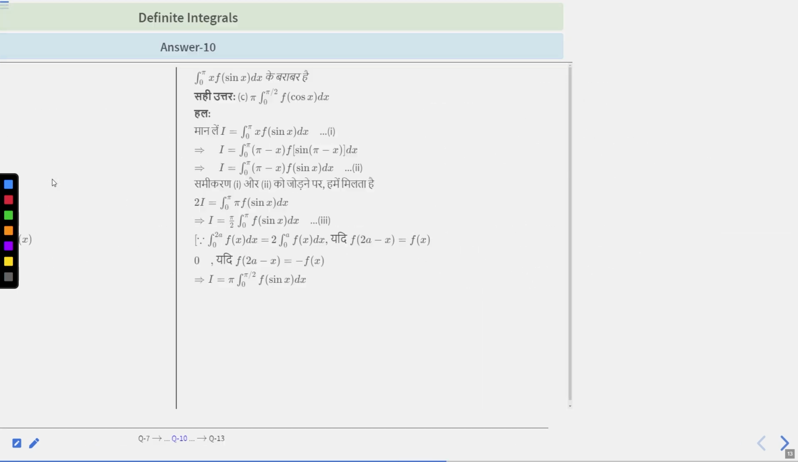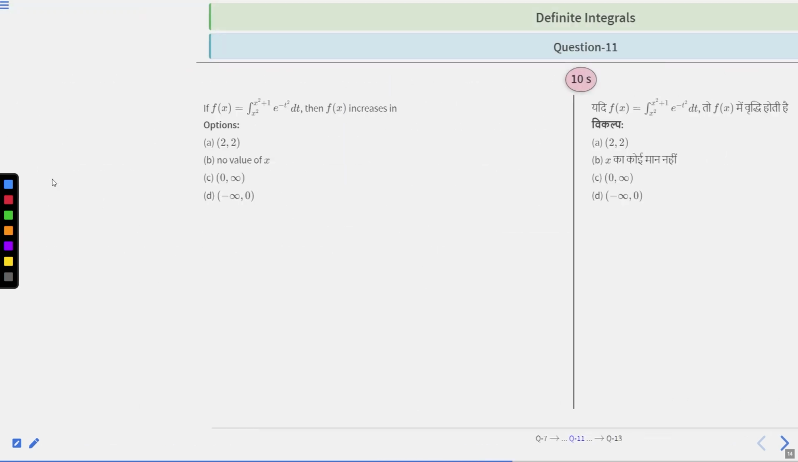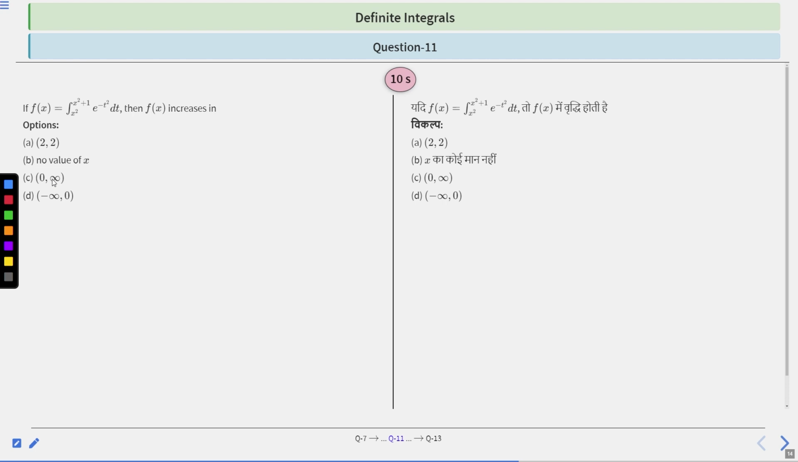Okay, let's move to the next question. Question number 11, which says if f(x) is equal to integral from x square to x square plus 1 of e to the power minus t square dt, then f(x) increases in. We have to find the interval of x in which f(x) is an increasing function.